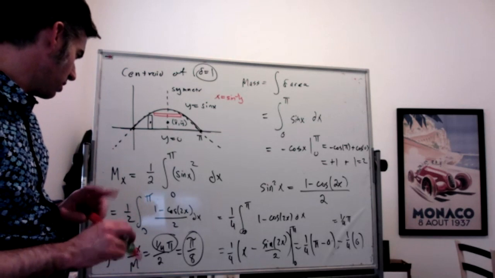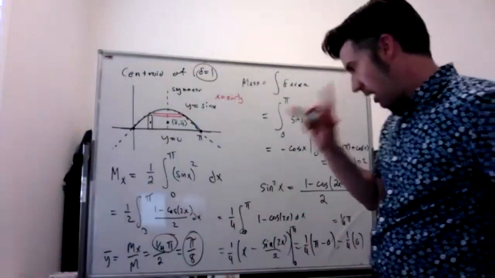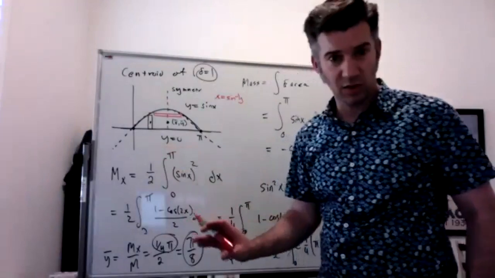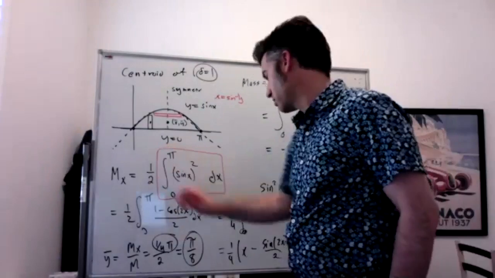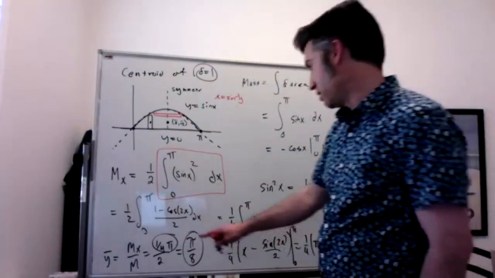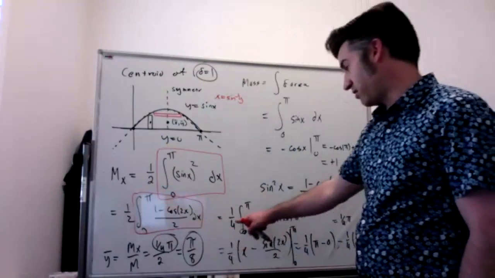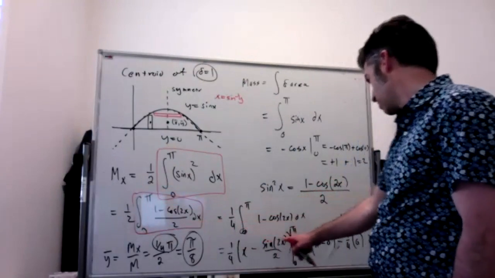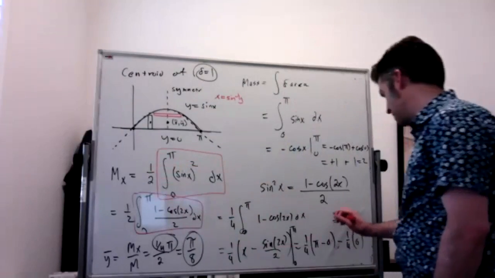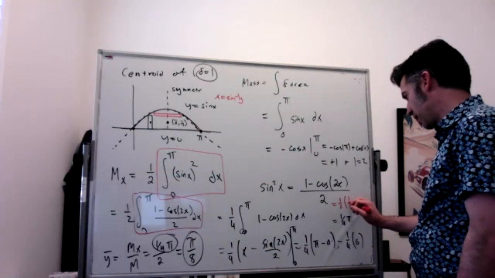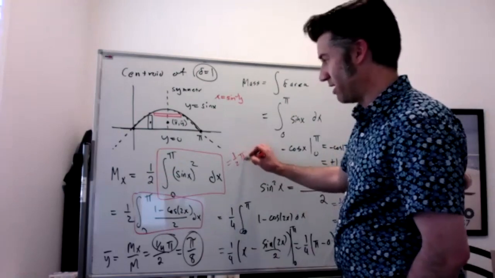Oh. I see what I did. Sorry. So here's the mistake I made. I was trying to use a shortcut and I was not careful. I was trying to say that this integral is equal to this. And now I factor out the 1/2. So when I got 1/4 pi, I forgot that I was including the 1/2. So this is equal to 1/2 times 1/2 pi. So this integral is actually equal to 1/2 pi.